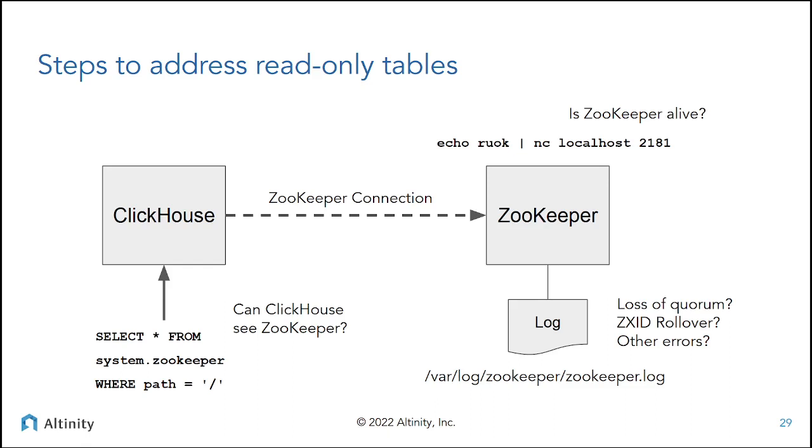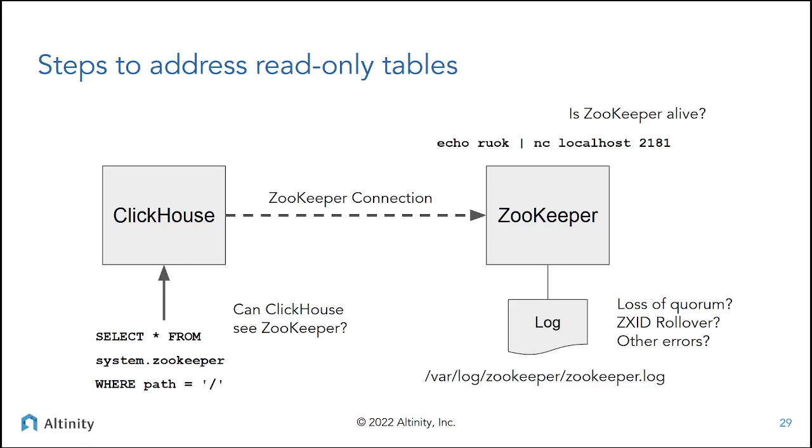So the first thing you want to do is, here's ClickHouse, and we're just keeping this simple: one ClickHouse and one Zookeeper. ClickHouse maintains a single-threaded TCP/IP thread that's talking to Zookeeper that is a standing thread. So you can just go ahead and select from system.zookeeper, and if you get results from that, that means at least we can see Zookeeper and it's responding. So something else must be going on here.